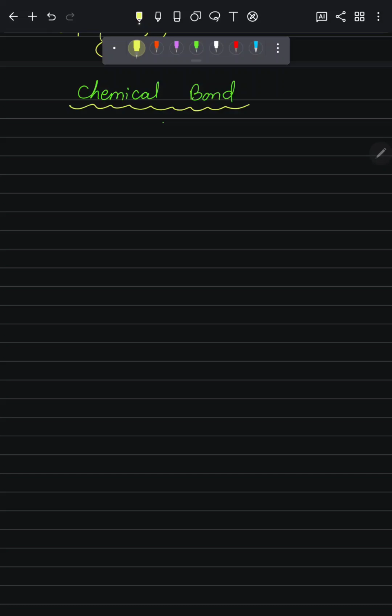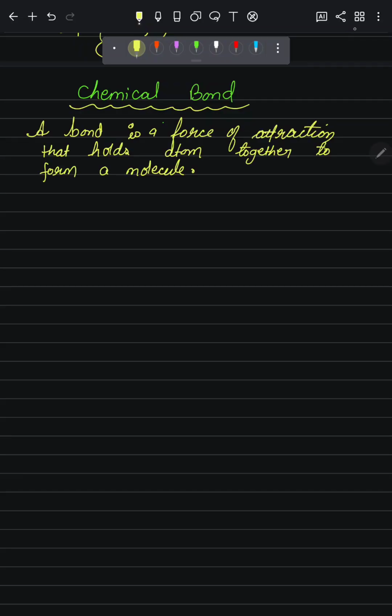Now, before going to the main topics, let's discuss some basics about this unit. So what is a chemical bond? A bond is a force of attraction that holds atoms together to form a molecule. So the question arises, why do we need chemical bonding, or why are bonds formed? Individual atoms are high energy. Individual atoms are not stable. So to gain stability, molecules are formed.